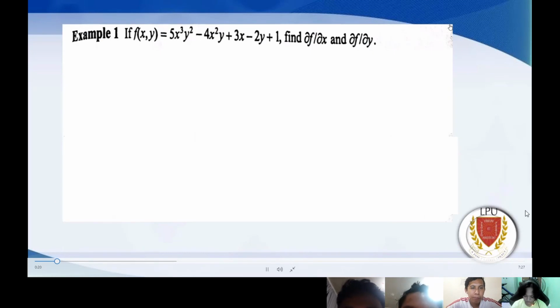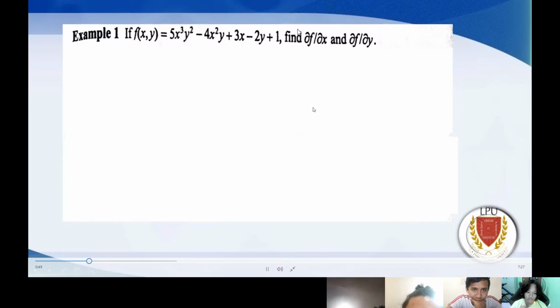Example number 1 for partial derivative. If f of xy is equal to 5x cubed y squared minus 4x squared y plus 3x minus 2y plus 1, find the partial derivative of f with respect to x and the partial derivative of f with respect to y. If you'll notice, this is not simply f of x. We have here f of x and f of y, and we will be solving for the partial.